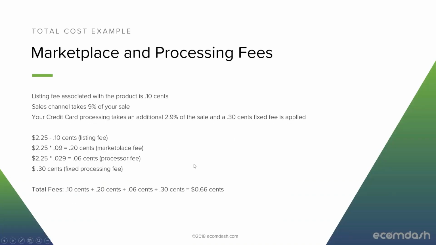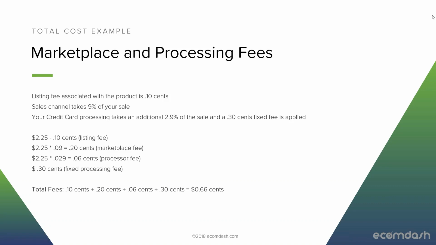So to actually create the listing fees associated with this product, you're going to list it at $2.25, but there are these marketplace and processing fees. The site that you're going to list it to is going to charge you 10 cents to put your listing out there. On top of that, the sales channel is going to take 9% of your sale. Then when credit card processing takes that payment, it's also going to take an additional 2.9% of the sale, and then a fixed 30-cent fee is applied.